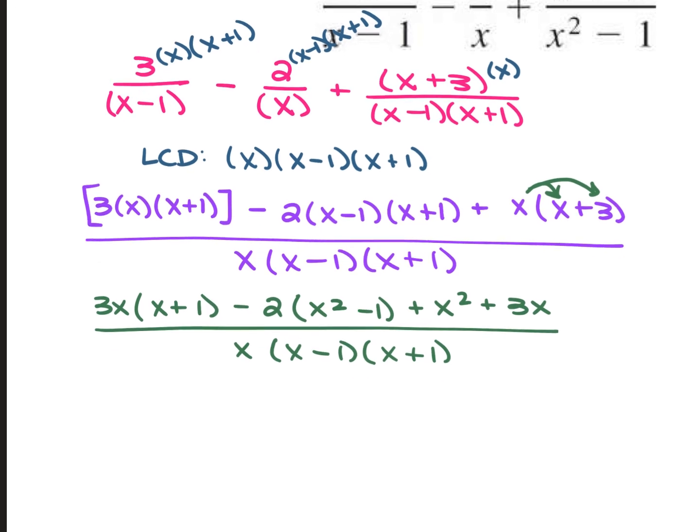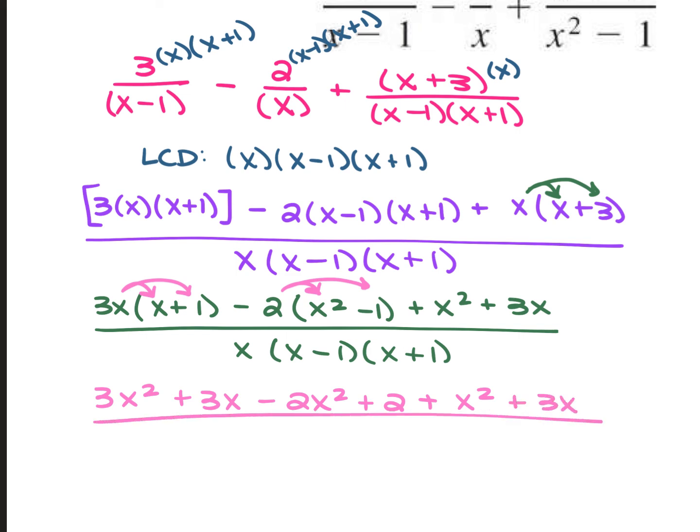From here, distribute the 3x in, distribute the negative 2 in. That's going to give us 3x squared plus 3x minus 2x squared plus 2 plus x squared plus 3x, all over x times x minus 1 times x plus 1.